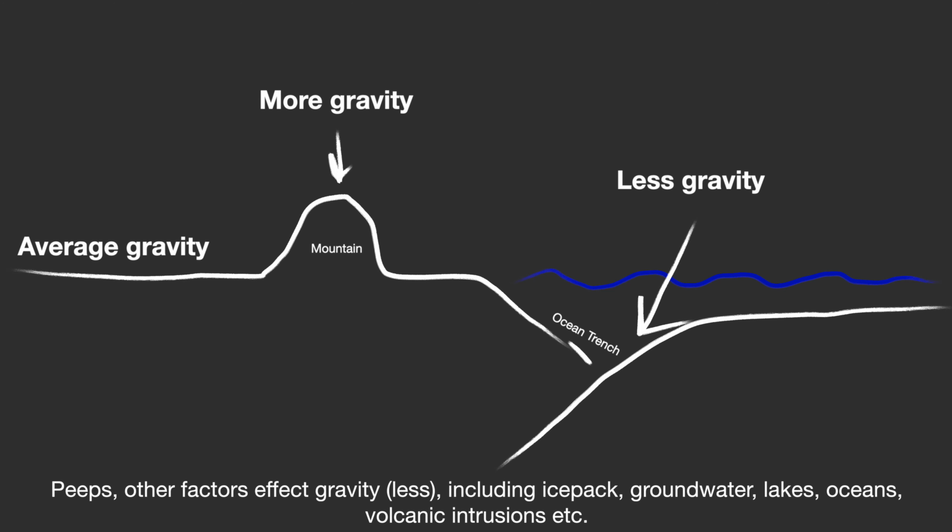A positive anomaly would correspond to some mountain range, a place on the Earth that compared to the average has a little bit more mass, and thus a little bit more gravity. Conversely, a negative gravity anomaly would be somewhere like an ocean trench where there's, relative to the average, a little less mass and thus a little less gravity.